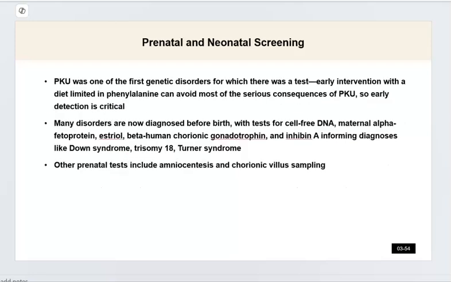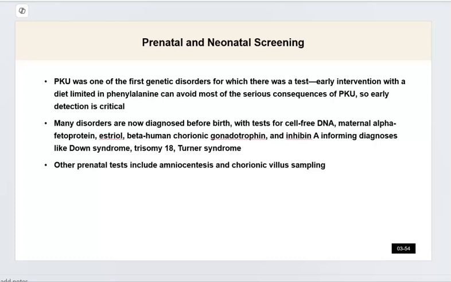Moving on to prenatal and neonatal screening. This is important for us because you are going to be taking care of pregnant adults. The PKU we talked about last time, we need early intervention with a diet to detect it, and if it is found, then we have to have these pretty extreme diet changes.